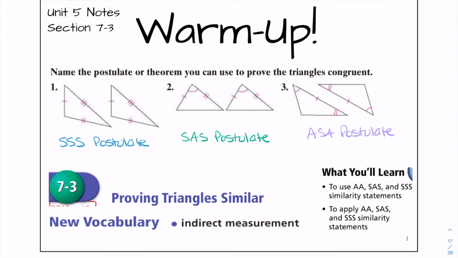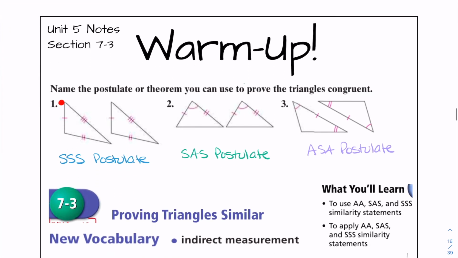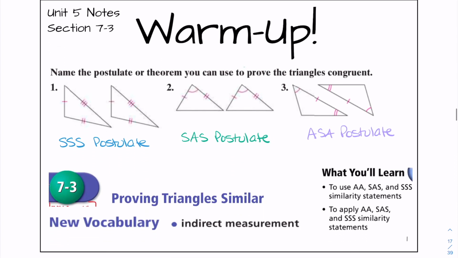The warm-up is super quick today. I'll just explain each one. Name the postulate or theorem you can use to prove the triangles congruent. This one is by the side-angle-side postulate, with an angle included in between the sides, and then we have angle-side-angle for these two, with the side included between the two angles.